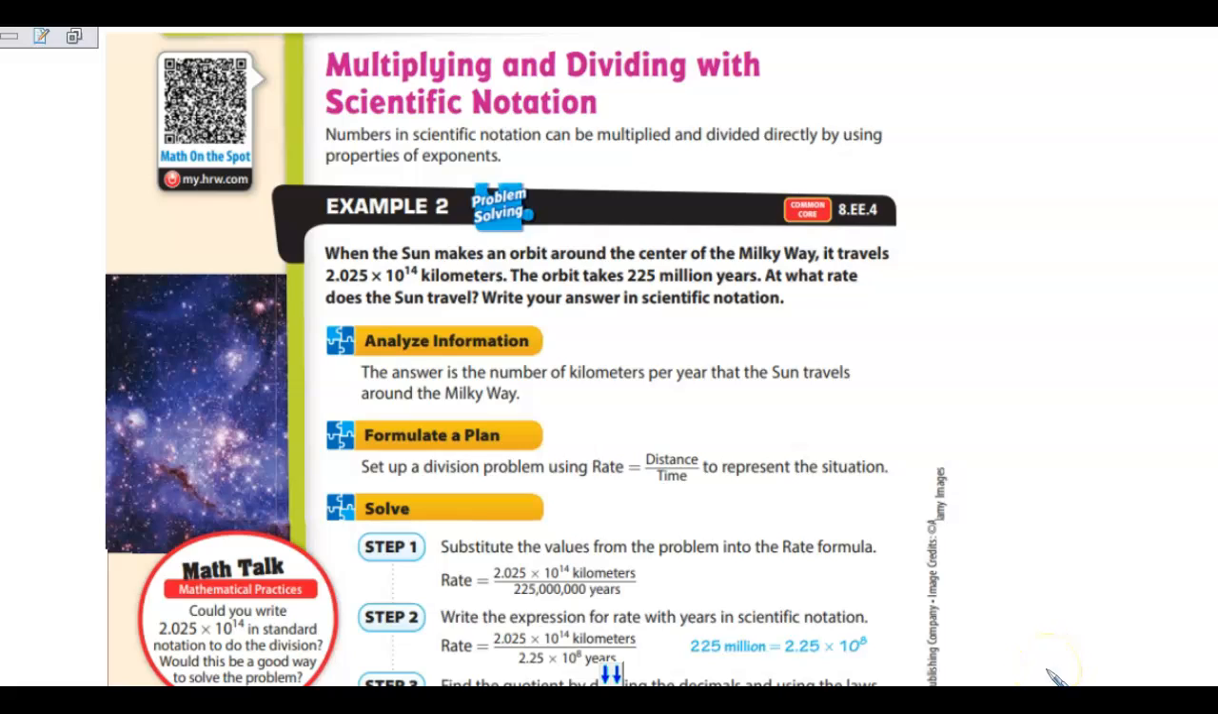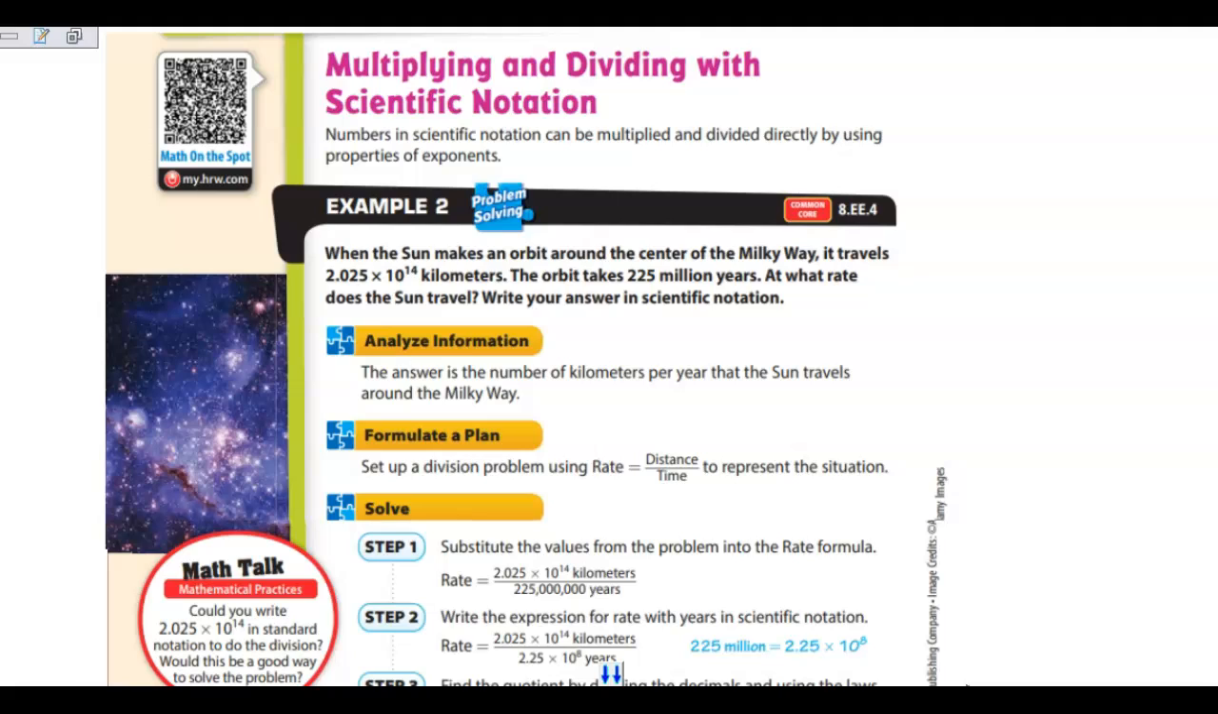Multiplying and dividing with scientific notation. They can be multiplied and divided directly by using those properties of exponents that we learned in previous lessons. So for example 2, it says, when the sun makes an orbit around the center of the Milky Way, it travels 2.025 times 10 to the 14th kilometers. The orbit takes 225 million years. At what rate does the sun travel?